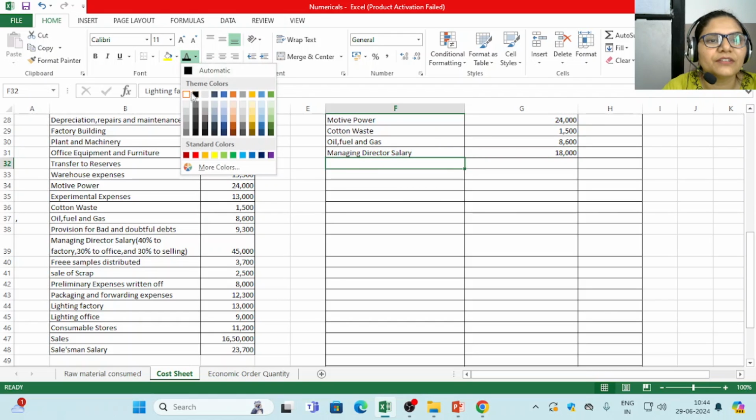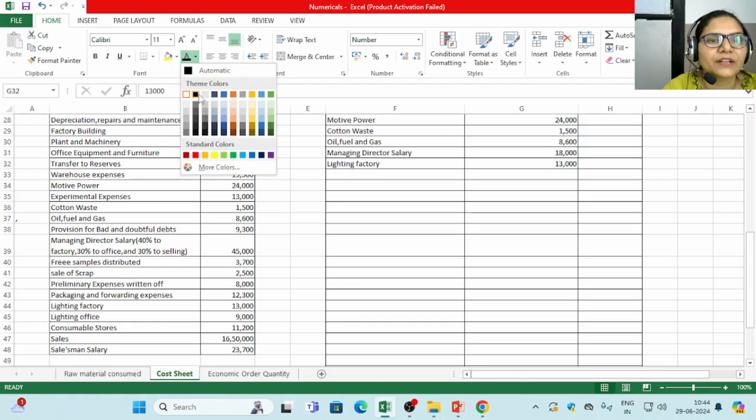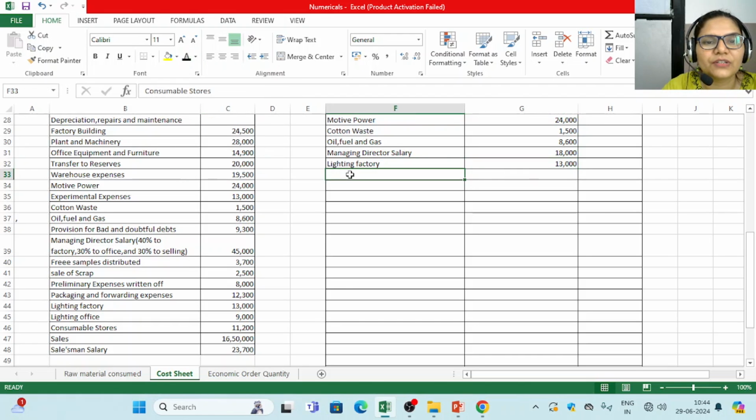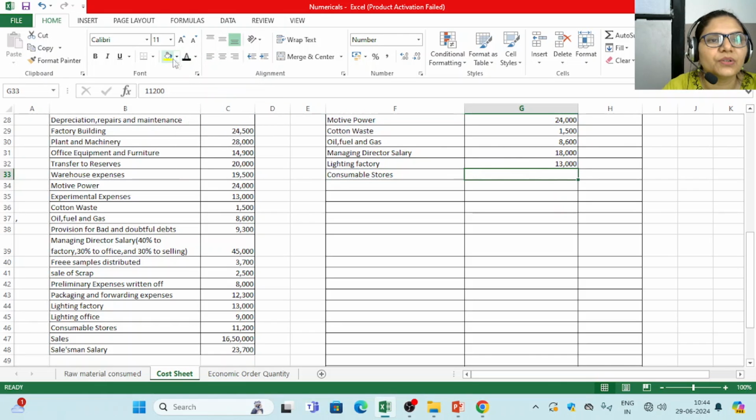Next is lighting factory. You can assume it by name, it is related to the factory, so we will show it in factory overheads. Next, consumable stores are also a part of your factory overheads, so we will include it in that.